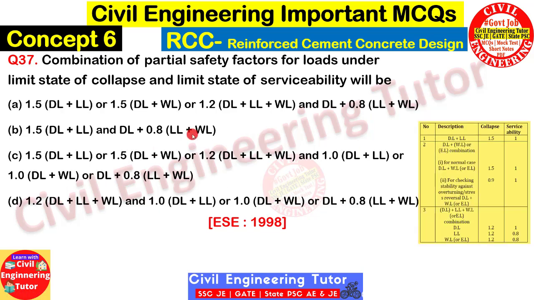So moving to our next question. This question came in ESE 1998. Here the combinations for limit state of collapse and limit state of serviceability are asked. Without further discussion, we can see option C, where dead load and live load 1.5, 1.5 dead load and wind load, and 1.2 dead load, live load, wind load. So this is correct for limit state of collapse. And for the serviceability criteria, we can see dead load plus live load is 1, or 1 dead load plus live load, and dead load plus 0.8 live load and wind load. So C will be the correct answer here.